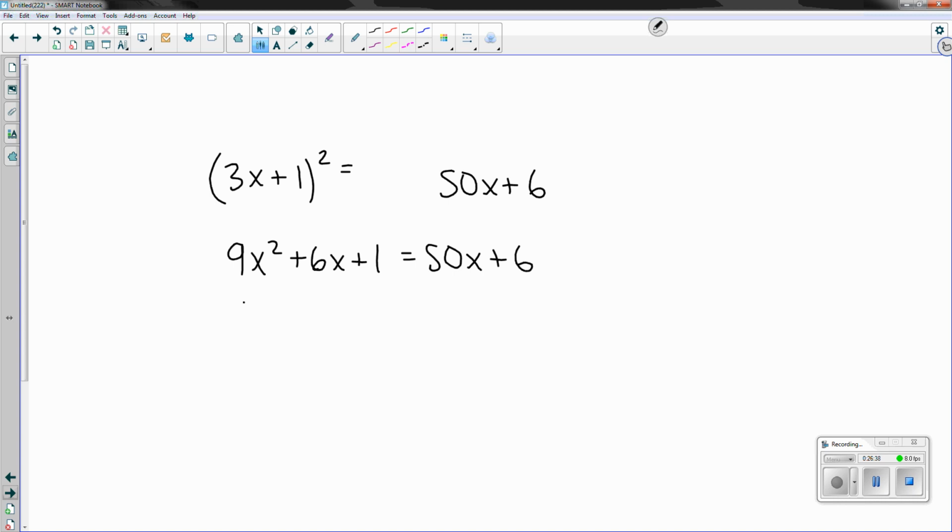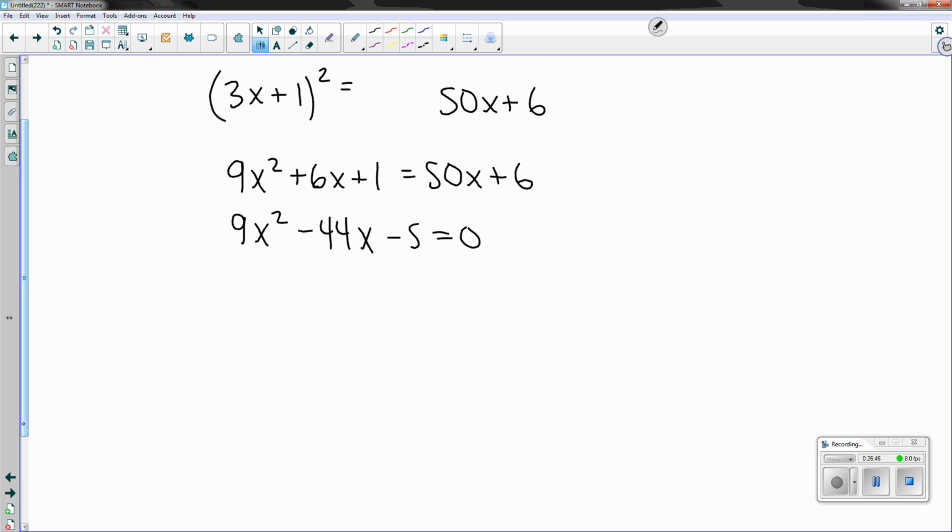We have a quadratic. Linear term is present. So we're going to set this thing equal to 0. And we're going to find out that this is factorable. No GCF to remove, so we're going to do a times c. We're going to get negative 45. What multiplies to negative 45 and adds to negative 44? We're going to get negative 45 and positive 1.